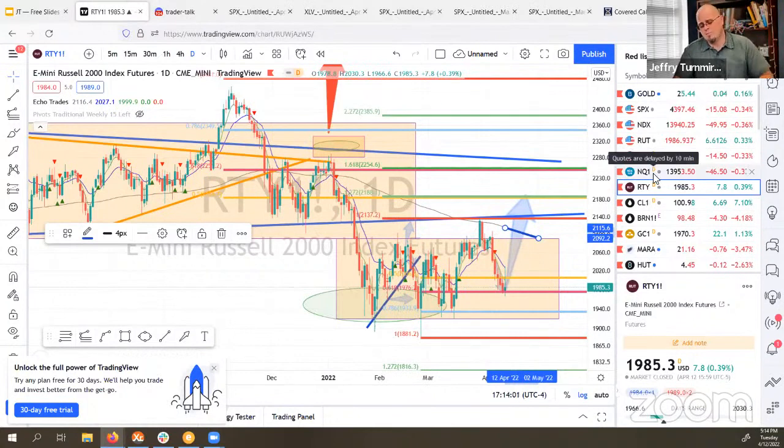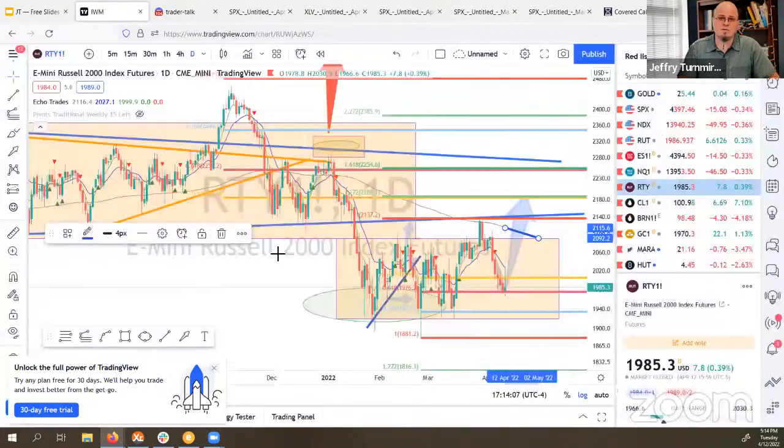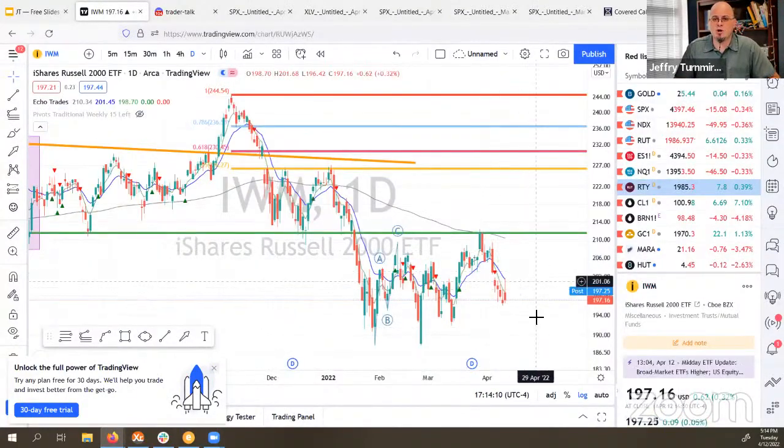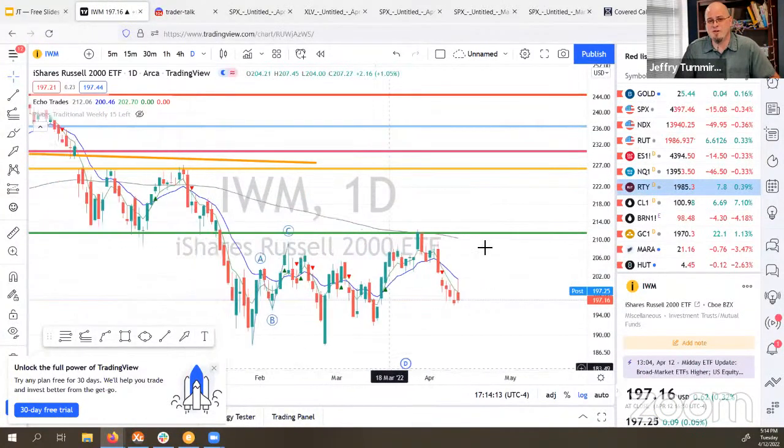Now, for those that don't know how to trade Russell, IWM is the ticker that goes with the Russell. This is like SPY for S&P 500. The IWM is the ETF for the Russell. So keep an eye on that one. If it starts breaking out above 201, 202, looks like 201, 202 area, we can see some higher prices quickly.